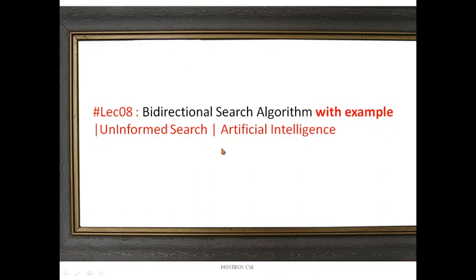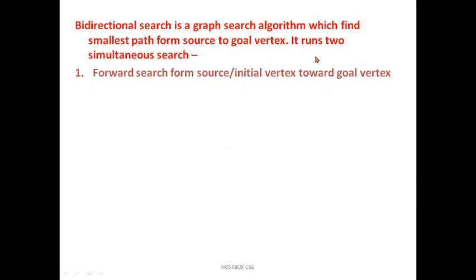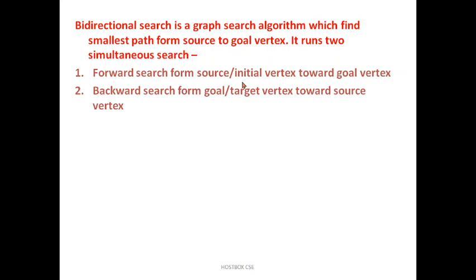So you know the bidirectional search algorithm is an example of an uninformed search algorithm. Before seeing the real example, we have to clarify some points here. So what is this algorithm? It's a graph search algorithm which finds the smallest path from source to goal vertex. It runs two simultaneous searches: a forward search from the source toward the goal vertex, and a backward search from the target vertex toward the source vertex.